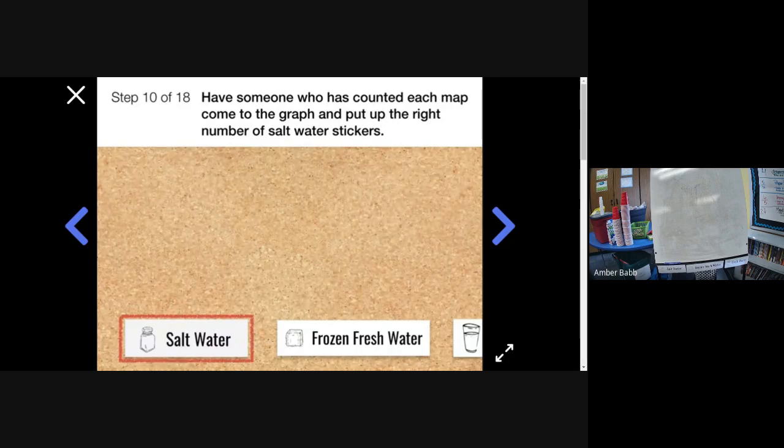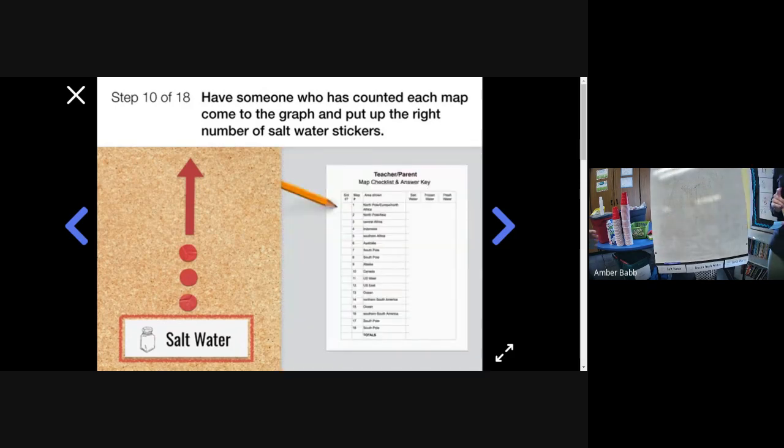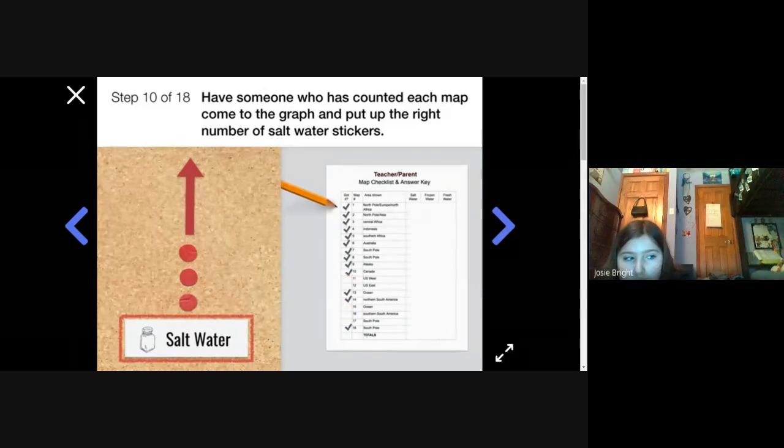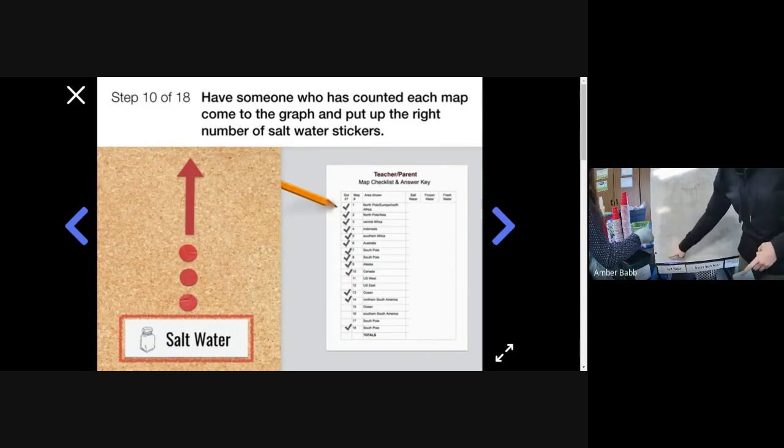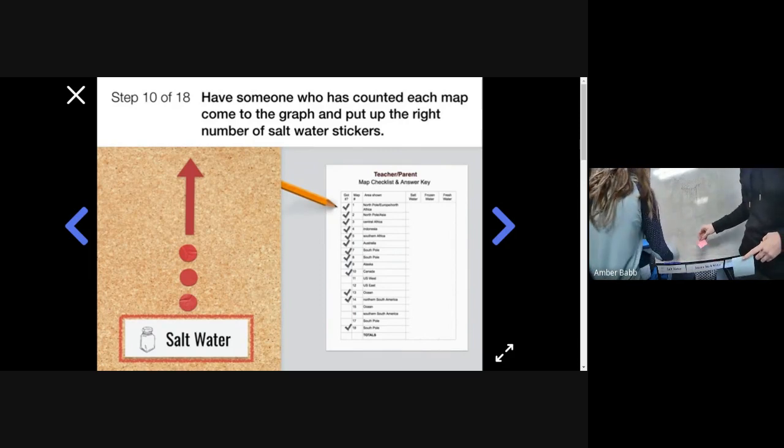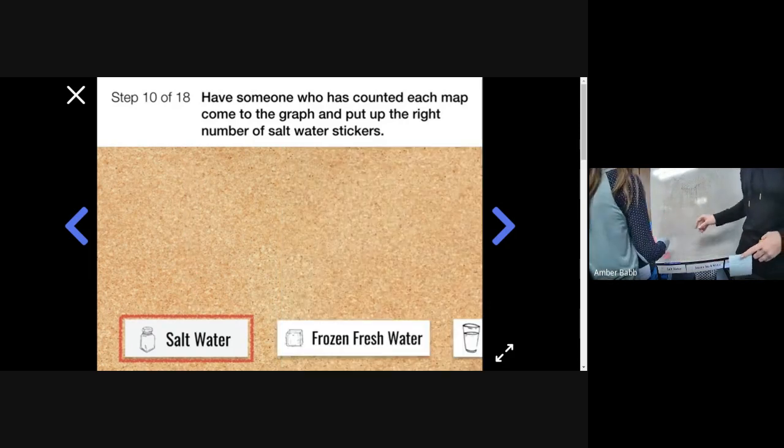Riley, do you want to come help me? Sure. All right, can you come stand right up here? Okay, now, Josie, you're map 1, correct? Yeah. How many stickers of salt water do we need? 2. And there's a remainder of 20. Riley, can you stick that one right there? And then put this one right above it.